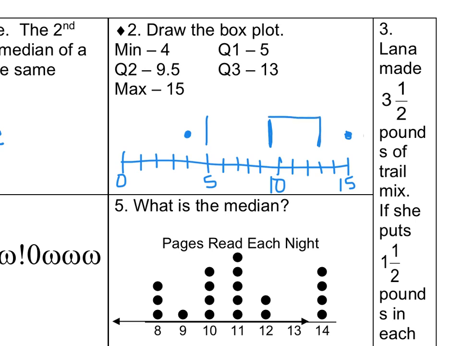And now you just box them in the quartiles and draw a line from dot to there. And you could label everything. You could even find your IQR, which is quartile 3 minus quartile 1. And 13 minus 5 is going to be 8.